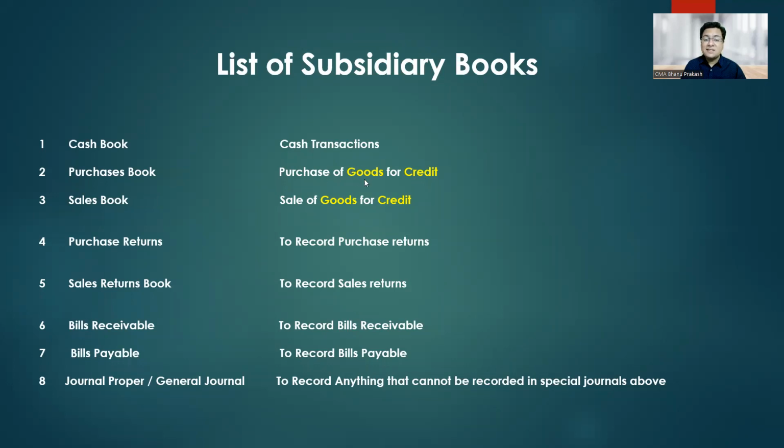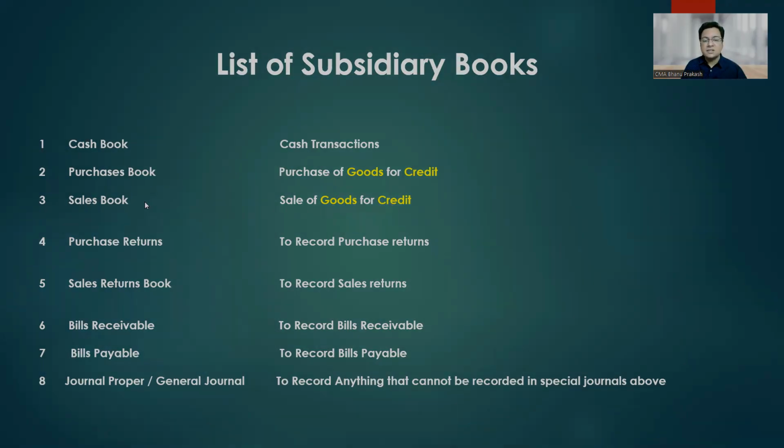If you purchased an asset for credit, can I write it in the purchase book? No. It has to be goods that too purchased for credit. Sales also. I sold an asset for credit. Can I write it in the sales book? No. Sale has to be of goods for credit. Then only you can write in the sales book.